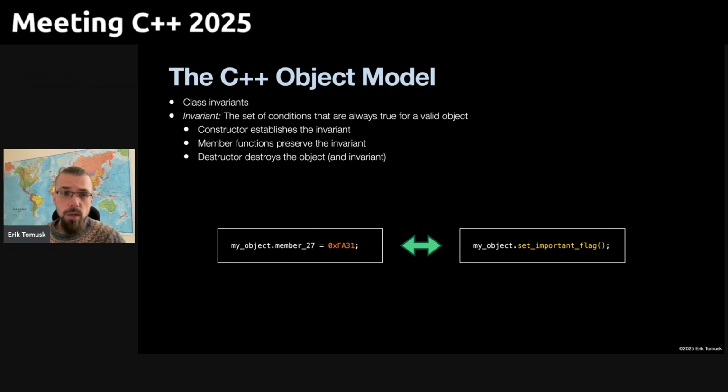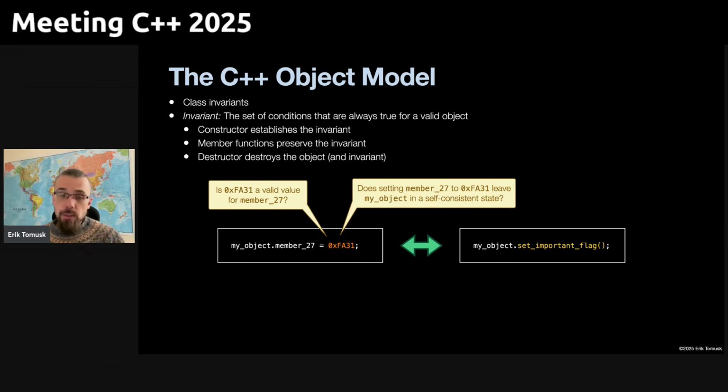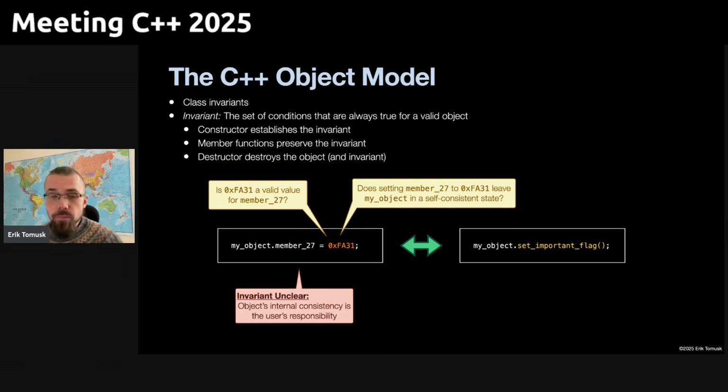On the left, I've got some code that assigns some hexadecimal value to a data member of some object. When we look at this code, it's not at all clear whether this value is a valid value for this data member. And it's also not clear whether assigning this value leaves the object in a reasonable state, because the object might have other member values, and those values collectively don't make sense anymore. So the point is that for an object with this interface, the object's internal consistency is actually the responsibility of the user of the object. So we don't have encapsulation anymore.